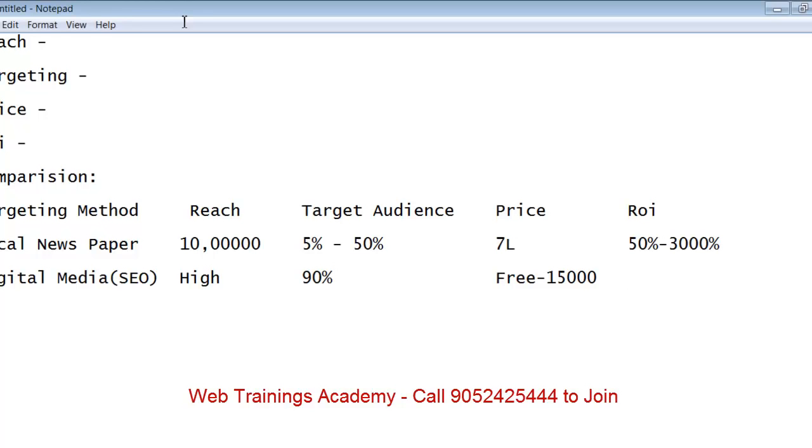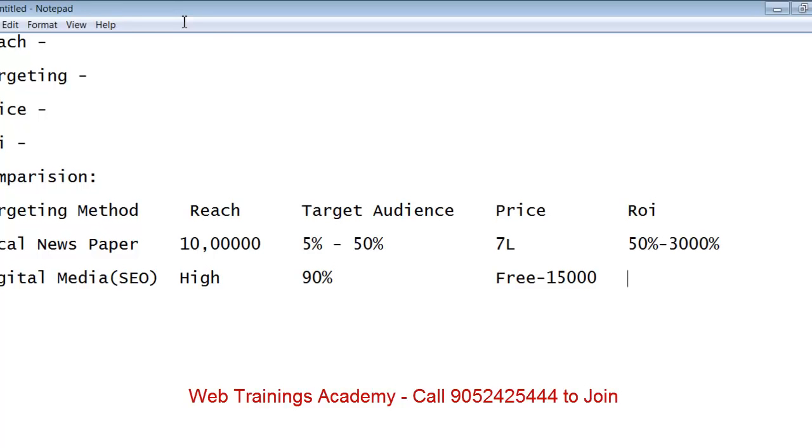Okay, now I'll just give one small parameter here. See, minimum, it's a return over investment. You are not investing anything, you are investing free. So even if you get 1 rupee return over investment, it's basically infinite. The return on investment is infinite.